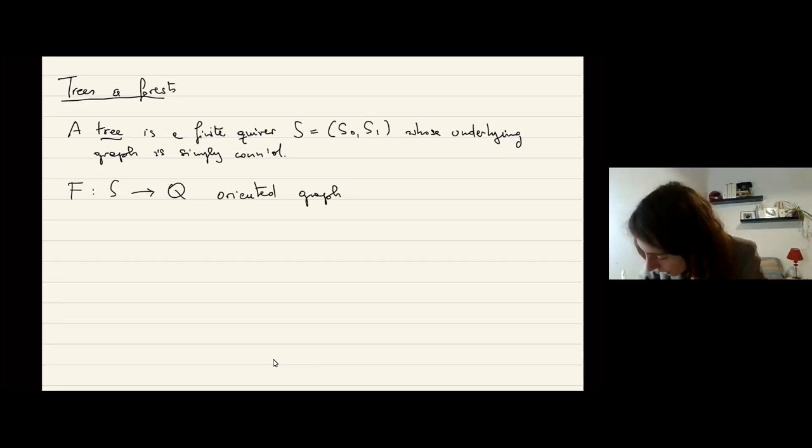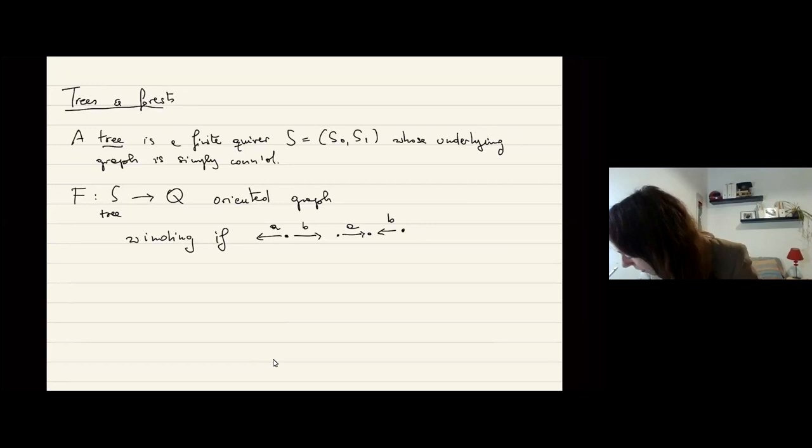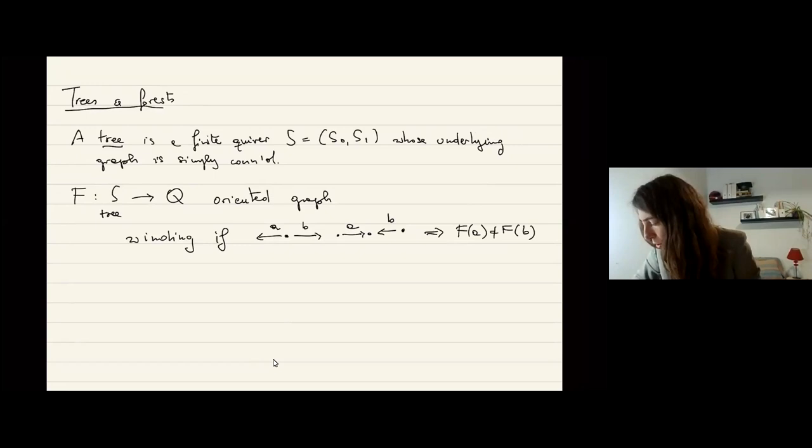And now we say that it's a winding if, whenever I have in S a configuration like this or like this, then Fα is different from Fβ. Somehow, if I have two adjacent edges at the same vertex, which are either both going out or both getting in, I don't want them to be sent to the same edge downstairs.